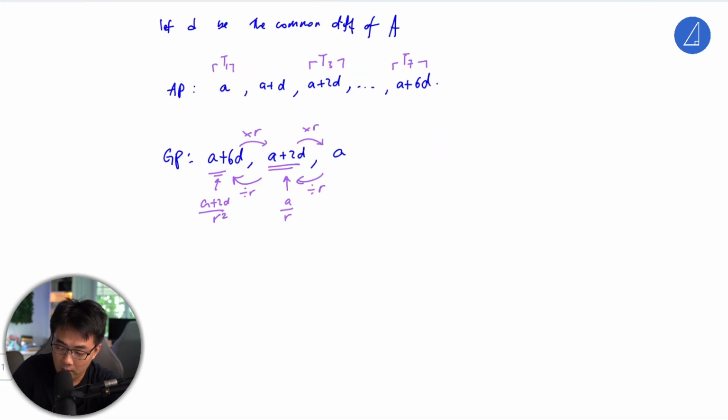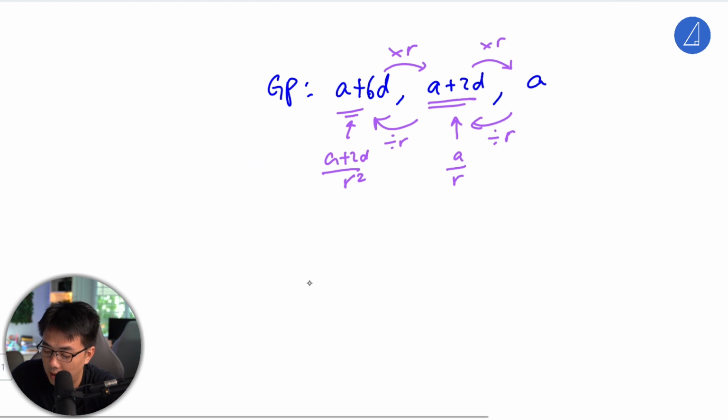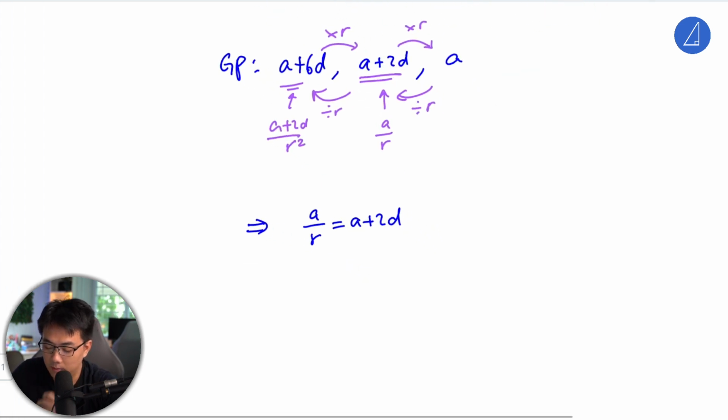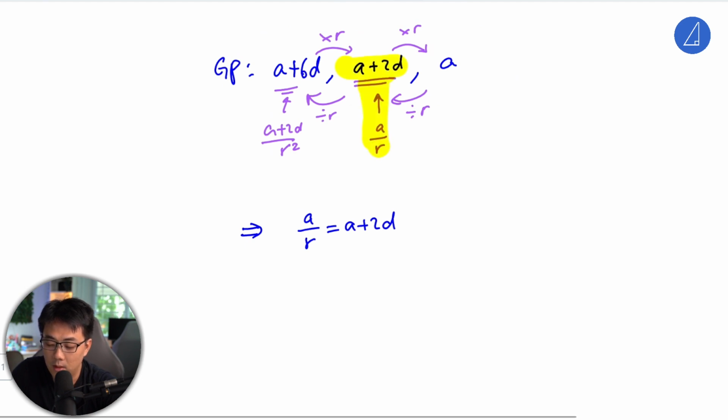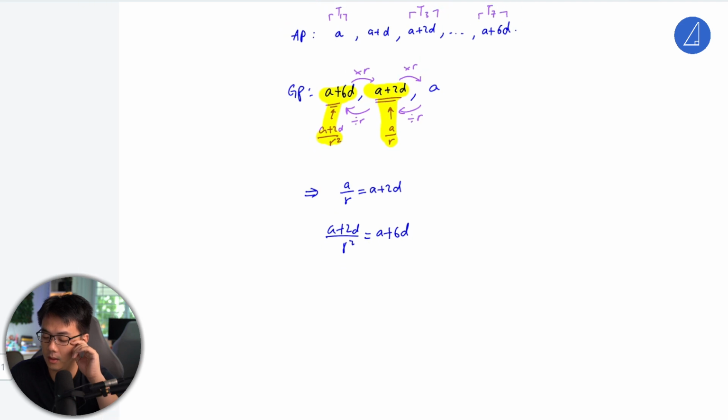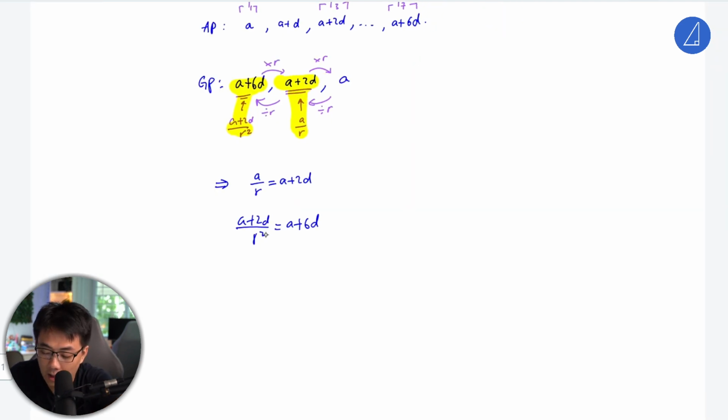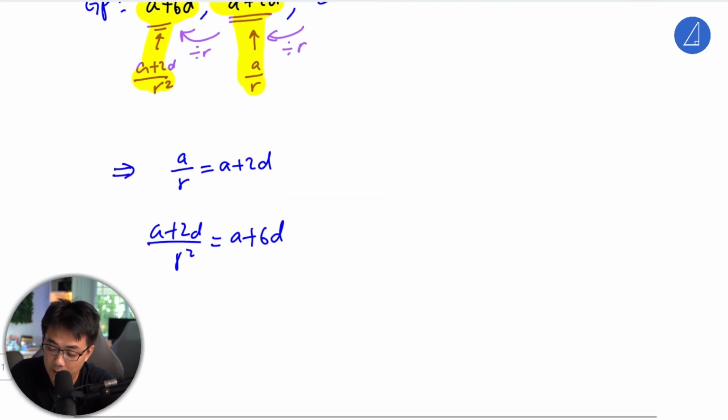Okay, so from here, this will mean that a over r is equal to a plus 2d. All right, because this is equal to this, and after which this is equal to a plus 2d over r squared is equal to a plus 6d. Okay, I just want to include r squared and r together. Now in this case here, what we need to do is just move the a to the other side. So moving the a to the other side will be this case.